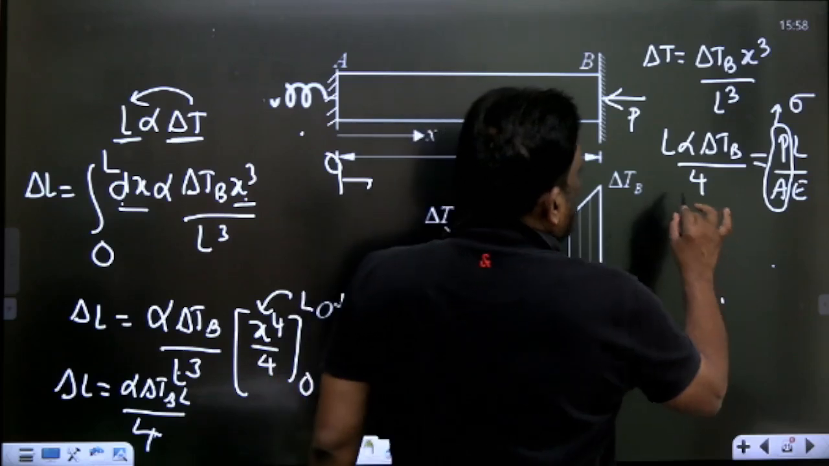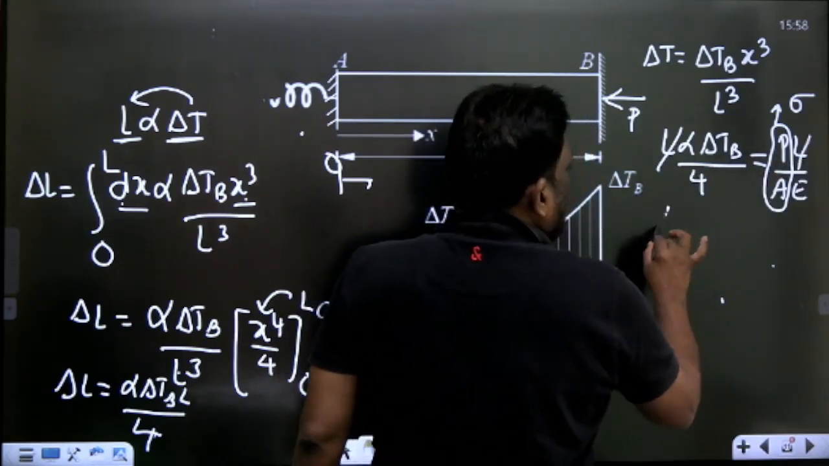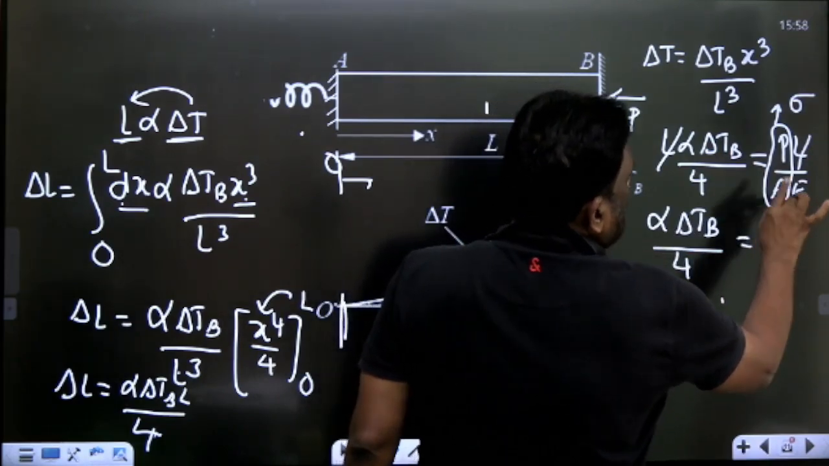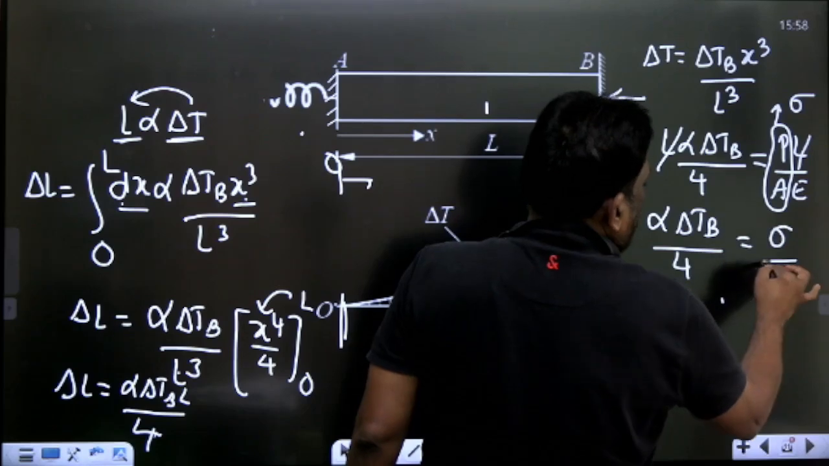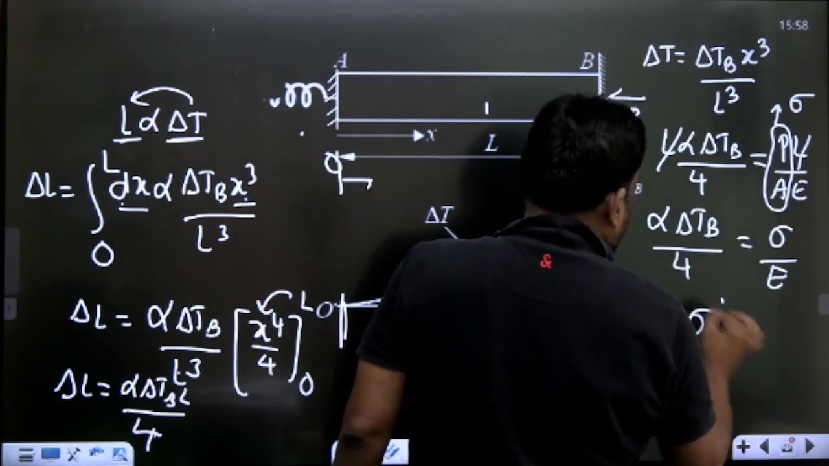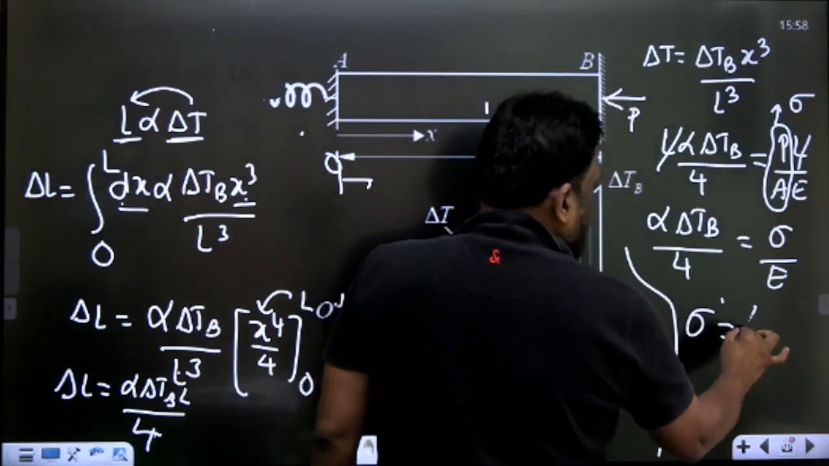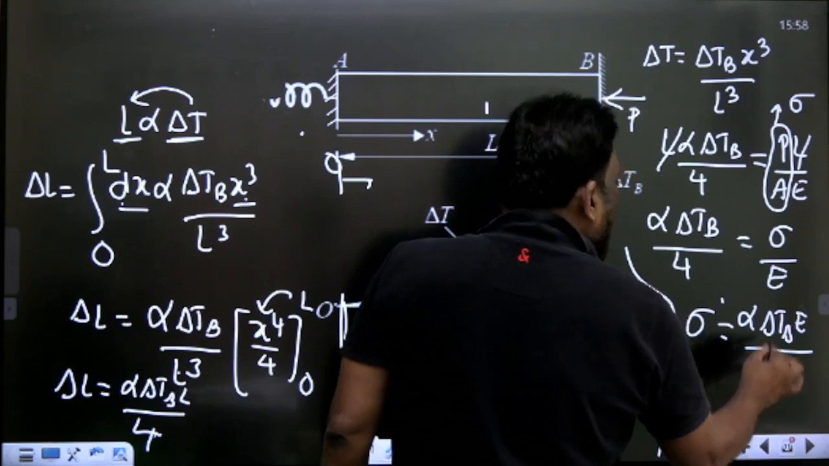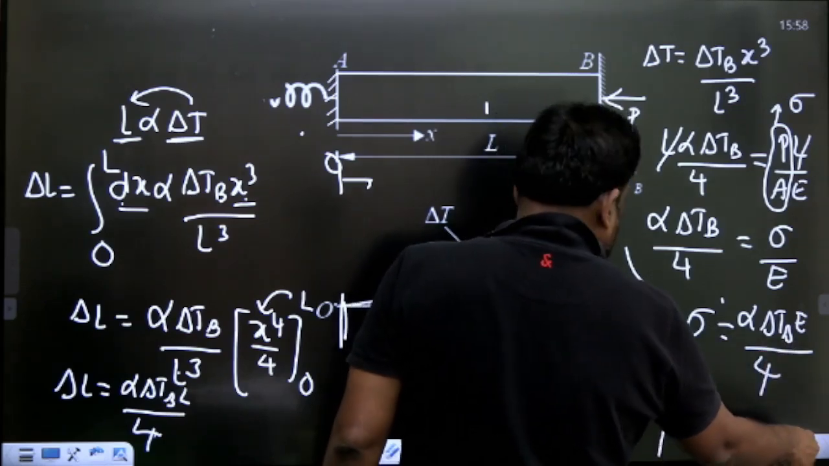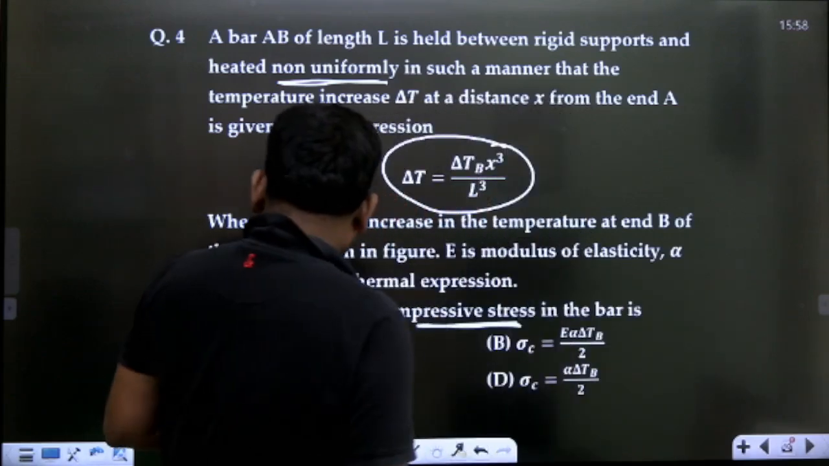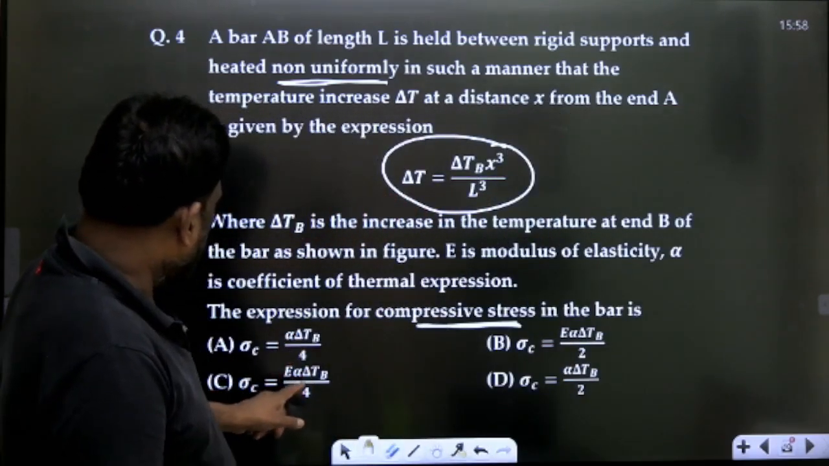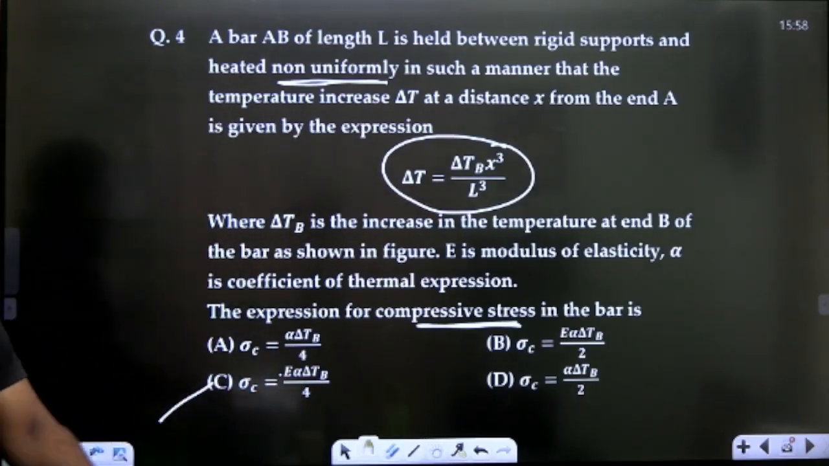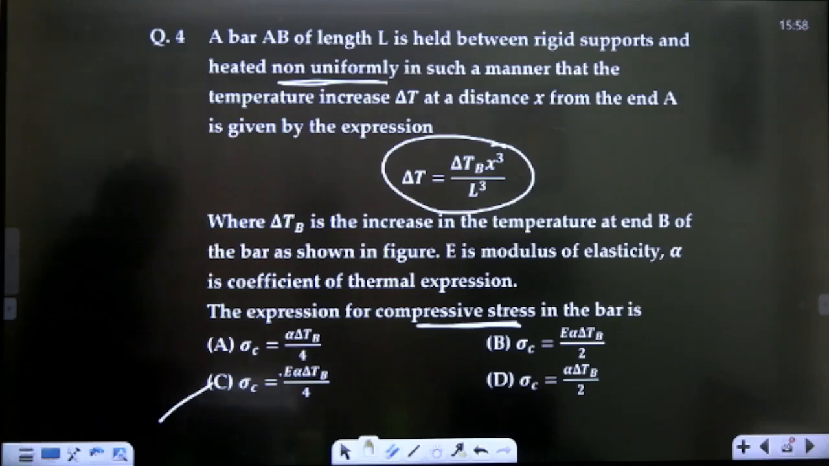So I get this L is gone. So alpha delta TB by 4 is equal to sigma by E. So if you want this sigma, my dear students, the answer is alpha delta TB E by 4. Option C is correct. Alpha delta TB E by 4.